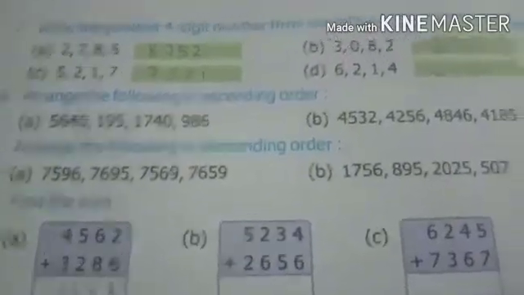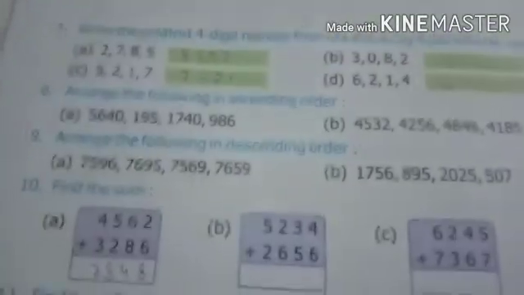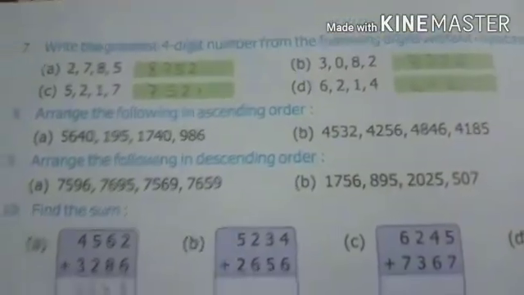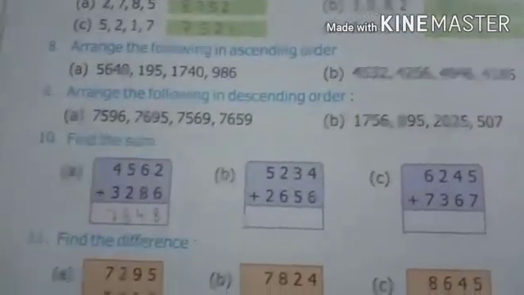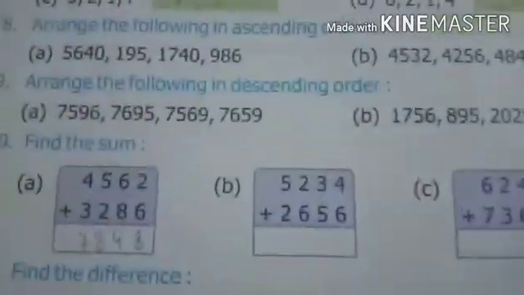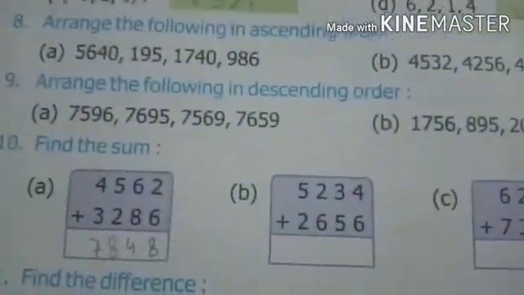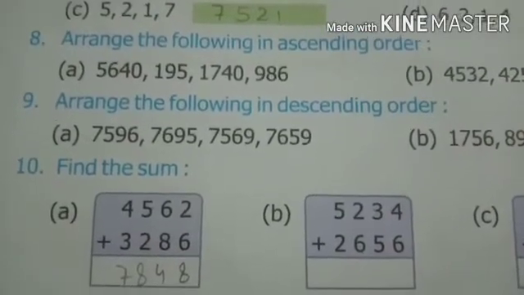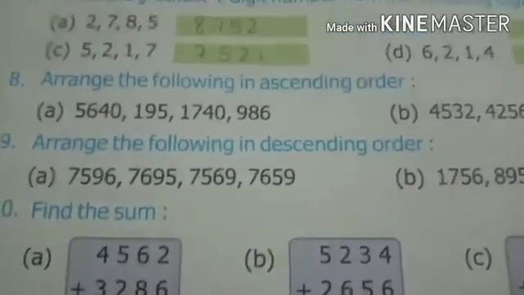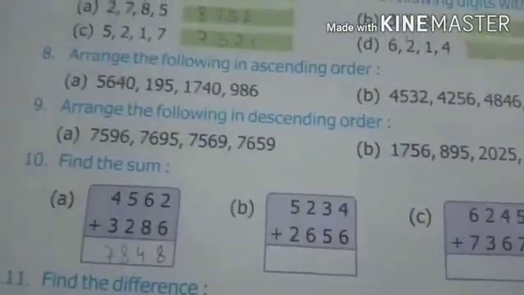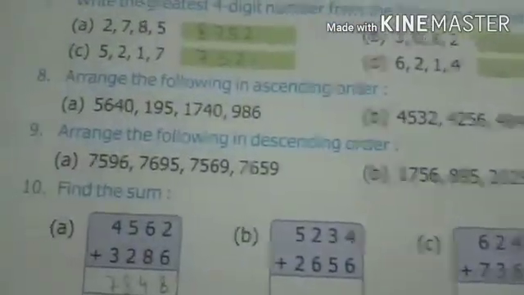So students, I hope you can arrange numbers in ascending order. Part B is your homework. I hope you can solve question number 8 part B. Now students, we take question number 9, that is, arrange the following numbers in descending order. Students, this is similar to question number 8. Now we take part A to solve.